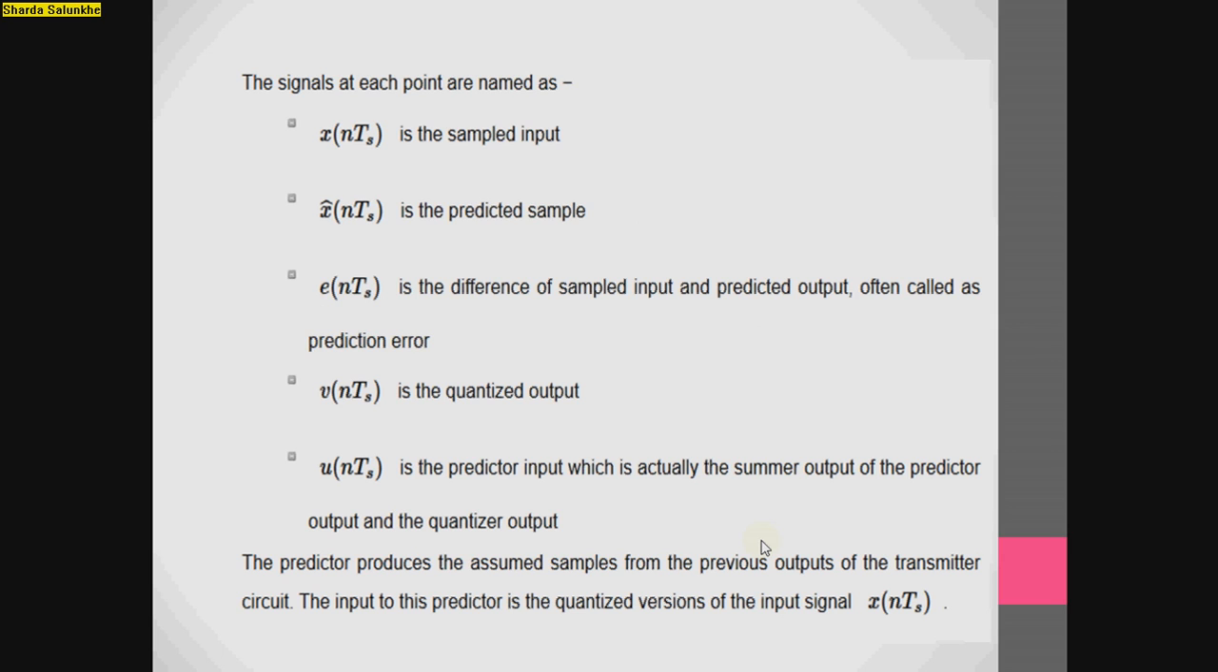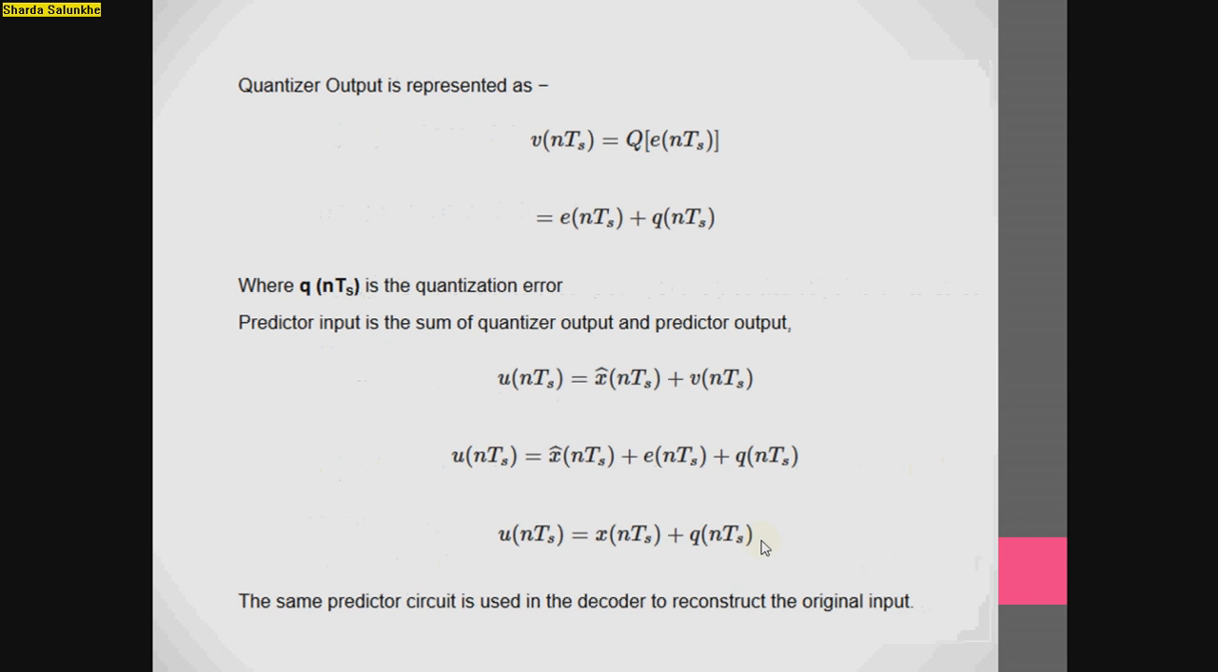So the data rate is highest, and that data rate can be decreased by the DPCM, because the DPCM uses the predictor, and the predictor gives the output by taking the difference between the previous two samples. So the required bits are fewer, so the data rate automatically decreases.